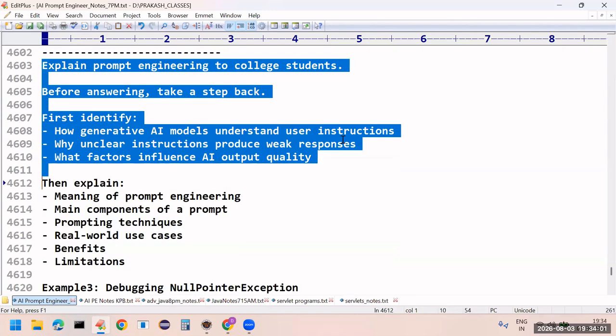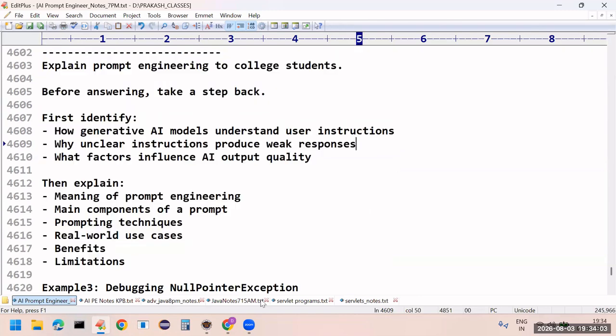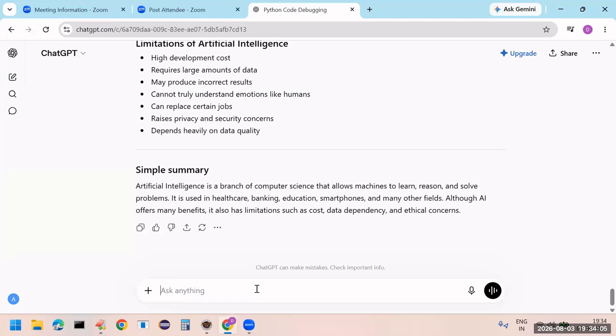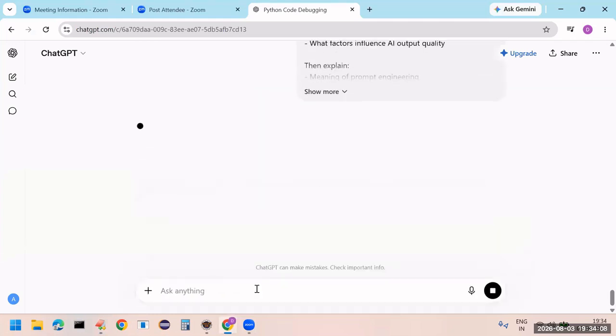Sir, maybe it will be useful for us also. Let me check. Have a look once.